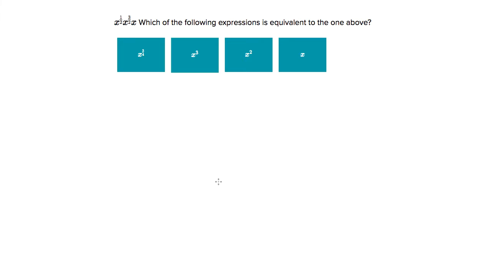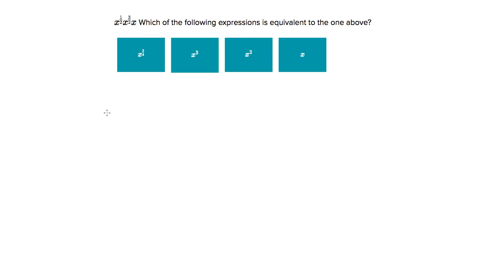Okay, this problem gives us an expression, x to the 1/2 times x to the 3/2 times x, and asks which of the following expressions is equivalent to the one above, or to our left, really. Okay? Pretty straightforward. A good reminder of the rules of exponents. So before we look at this problem, let's just look at exponents here.